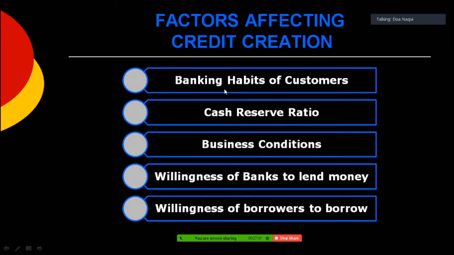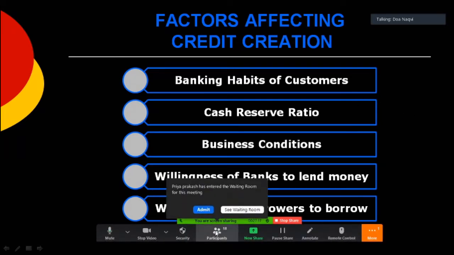The most important one is the banking habits of customers. If customers have the habit of depositing their money with banks, then more and more deposits will be available with the banks. As more and more deposits are available with the bank, the facility of creating loans will become more and more easier. For example, in our case, a customer is depositing 1 lakh rupees. Maybe thousands of customers will come ahead and deposit 1 lakh rupees.